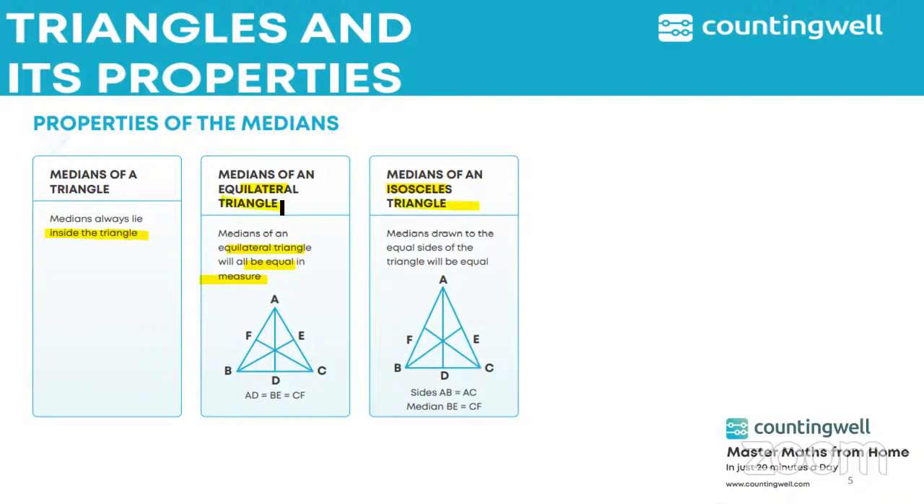So note that an equilateral triangle is a triangle having three sides equal, whereas an isosceles triangle is a triangle having only two sides of the triangle equal. So medians drawn to the equal sides will be equal. In the example shown here for triangle ABC having equal sides AB and AC, side AB will be equal to side AC. So median BE will be equal to median CF.